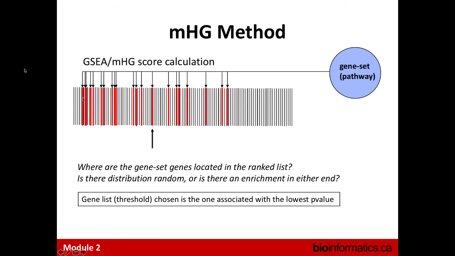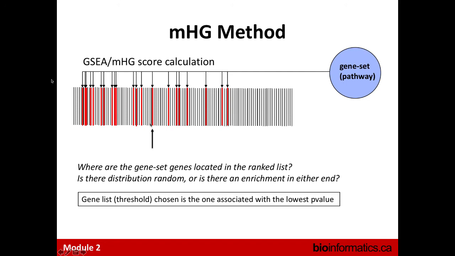And now the minimum hypergeometric test wants to see what is the best threshold to stop and get the best p-value to say that this gene set is enriched in my list, and it will tell you the threshold. It will tell you, well, the best threshold, the p-value is 0.001, I will get it when your gene list has the size 150.